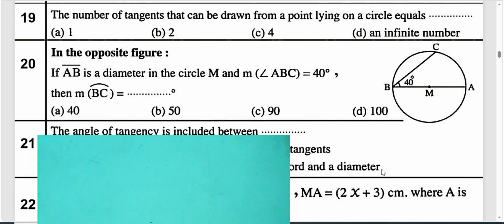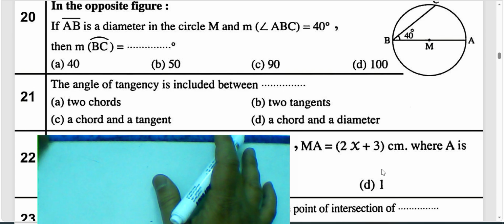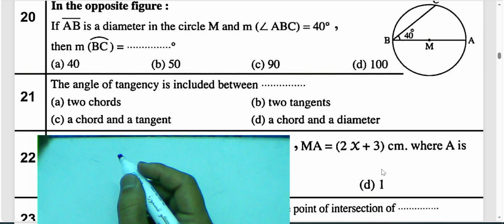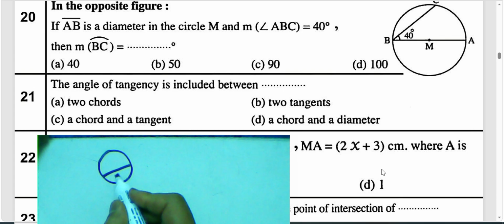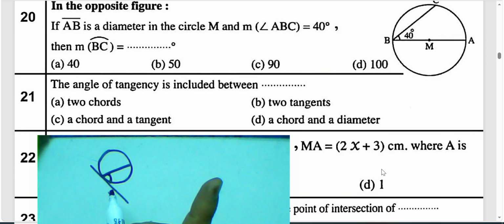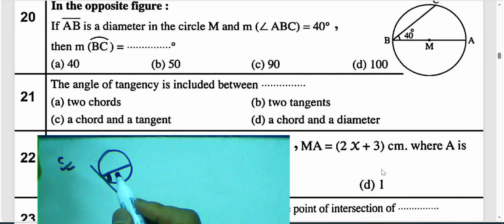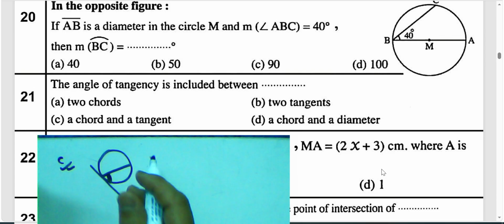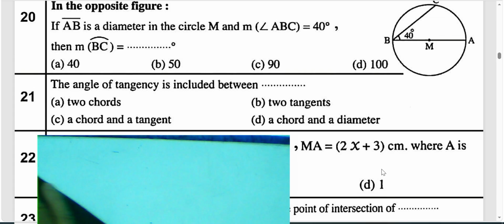The angle of tangency is included between what? He asked about the angle of tangency included between a chord and a tangent. We have a chord and a tangent like this. We call this angle the tangency angle. It is included between what? Chord and tangent. Choose letter C. Okay, the angle of tangency is included between a chord and a tangent. Okay. Next question.